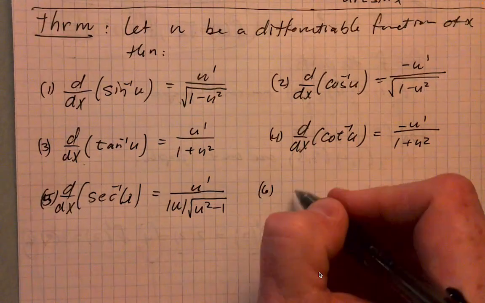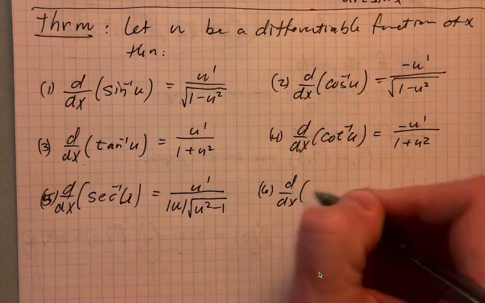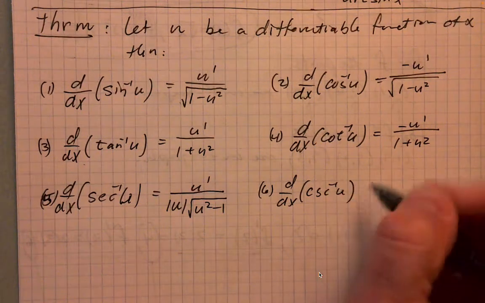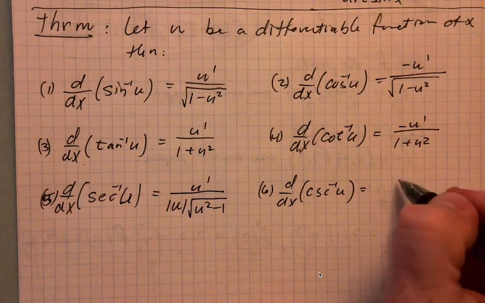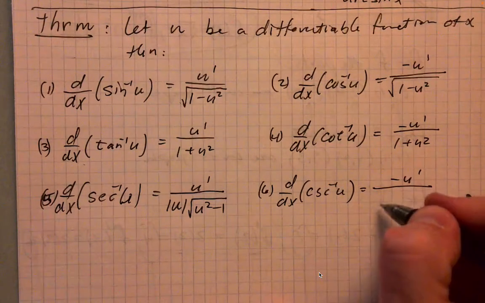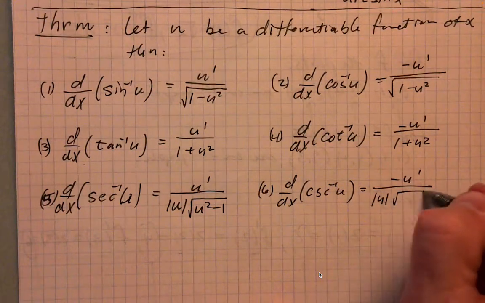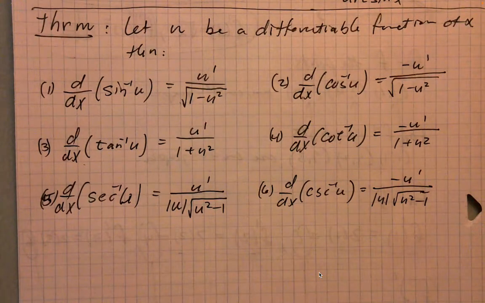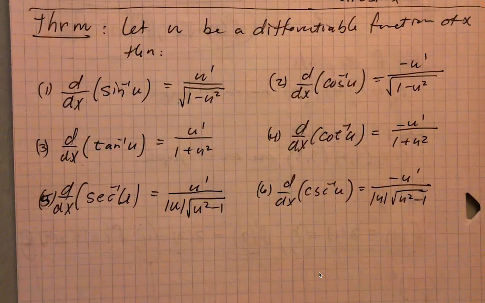And then the derivative of the inverse cosecant. It's going to look real similar. Negative u prime though, right? Just the negative up top there. All right, so there you go. Those are the derivatives of the inverse trig functions.